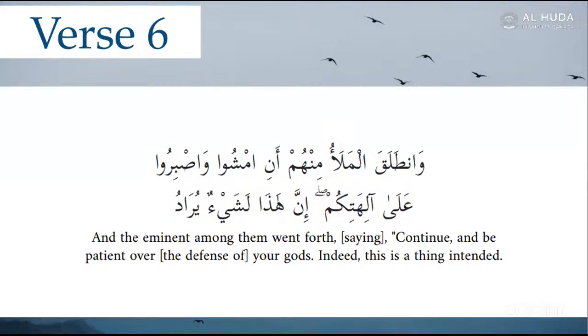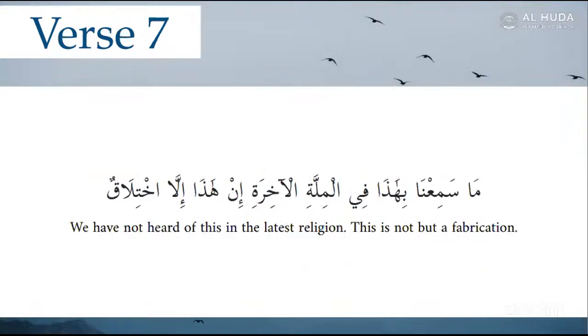Then these people, the ones who are described here, continue encouraging one another to remain firm on what is batil. ما سمعنا بهذا في الملة الآخرة. We have not heard of this tawheed in the latest religion, meaning the previous religion.